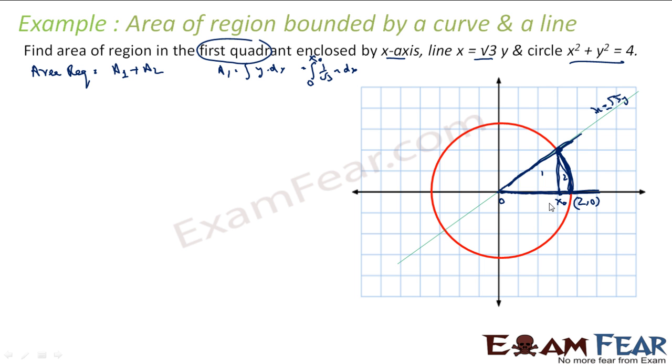This guy is x dot. I'll find the value of x dot now. And then a2 will be nothing but, again, y dot dx. But in this case, my y is different.